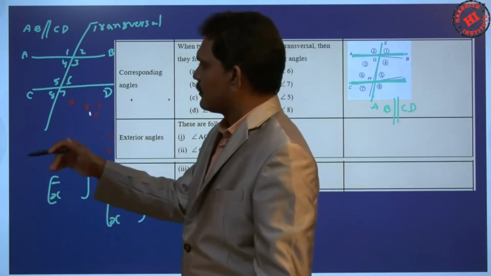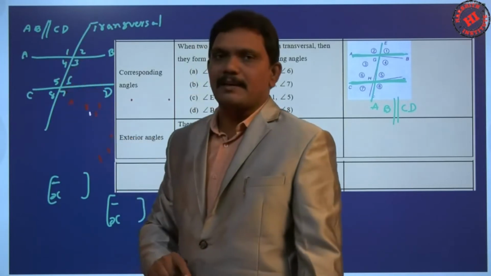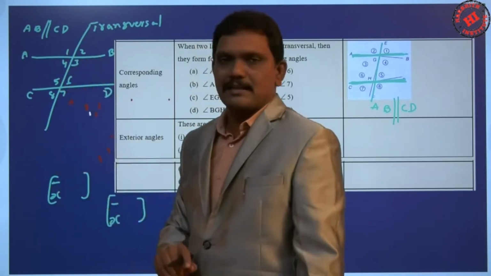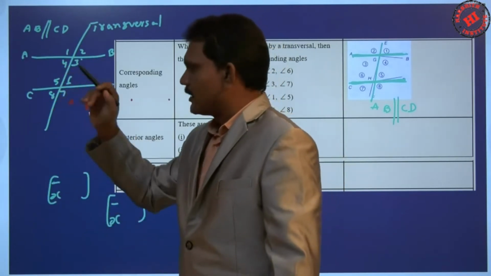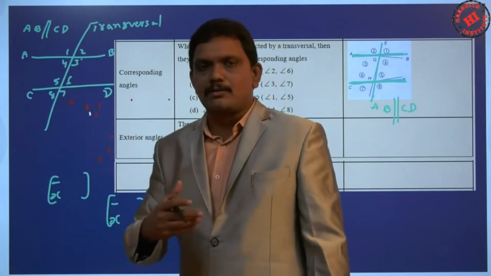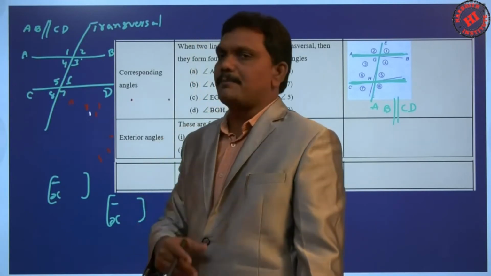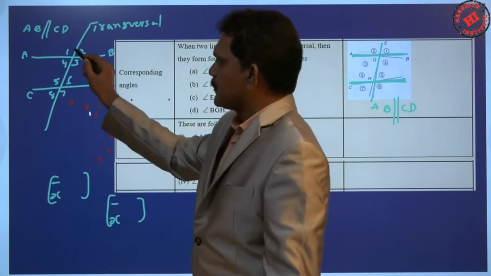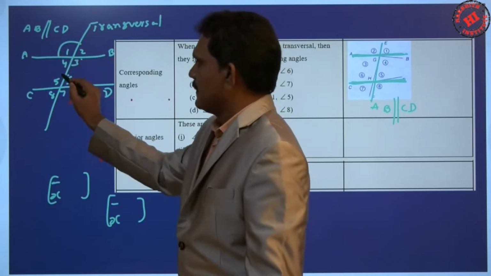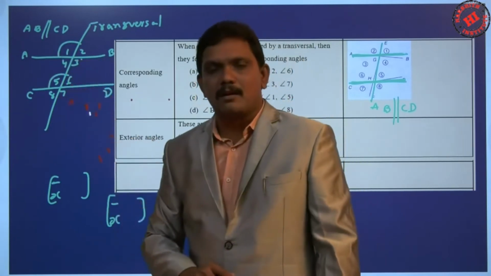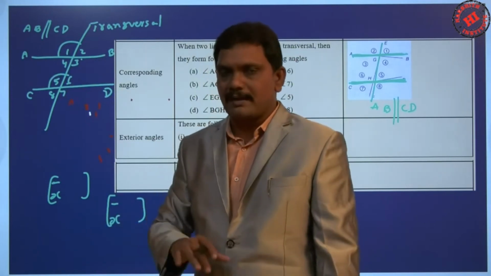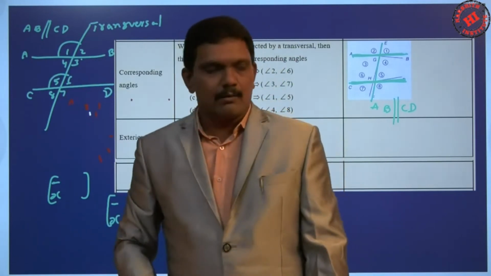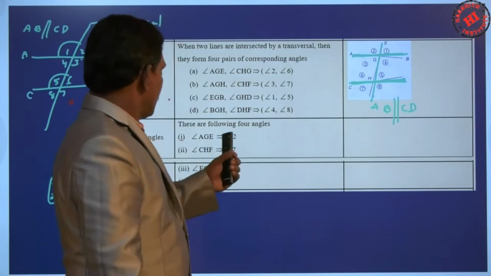Therefore, 1 and 5 are corresponding angles, 2 and 6 are corresponding angles, 3 and 7 are corresponding angles, 4 and 8 are corresponding angles. You have to remember these or observe and identify them. Corresponding means same place. In a similar way, we have three more pairs of corresponding angles. What about the next one?